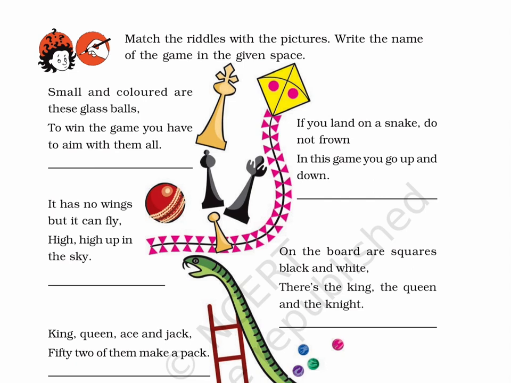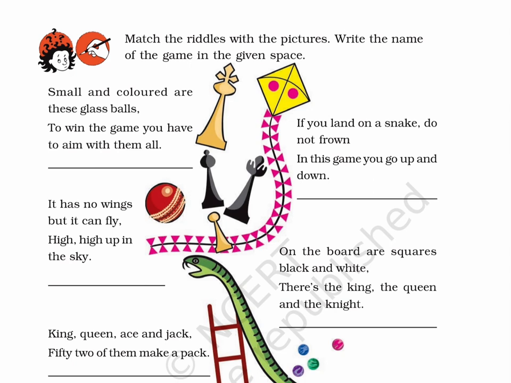If you land on a snake, do not frown. In this game, you go up and down. Write your answer in the blank space provided here. It has no wings, but it can fly high, high up in the sky. Write your answer in the space provided here.